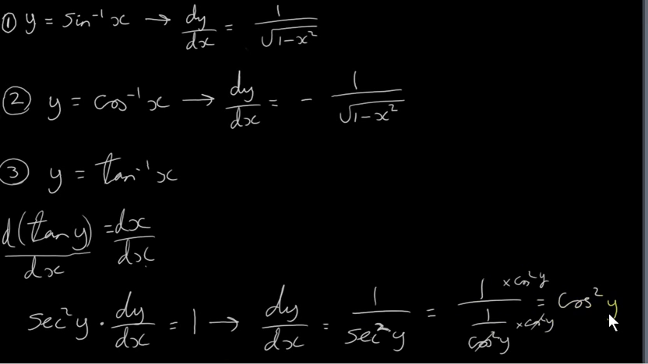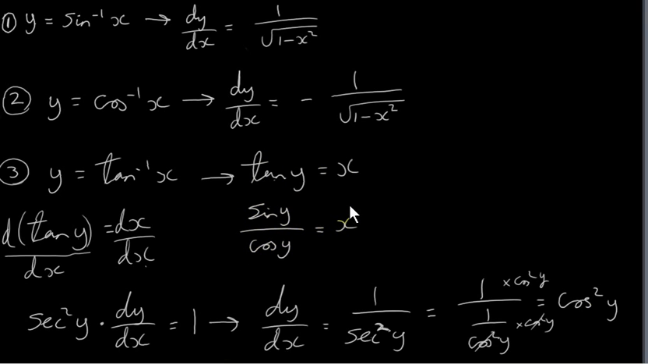Now we want cos squared y in terms of x. So we go back to the fact that tan y equals x. So if tan y is equal to x, we should be able to find what cos y is in terms of x. Well, to do that, we can write tan y as sin y over cos y. You can look that up. And then you can square both sides of this to get sin squared y over cos squared y equals x squared.